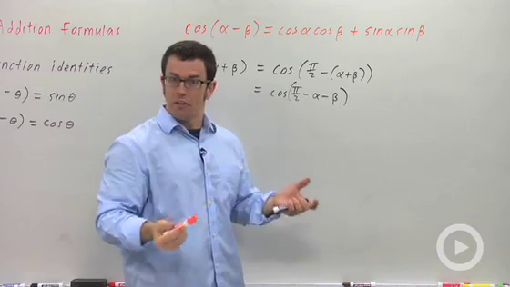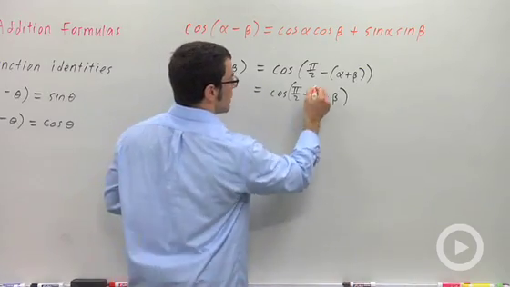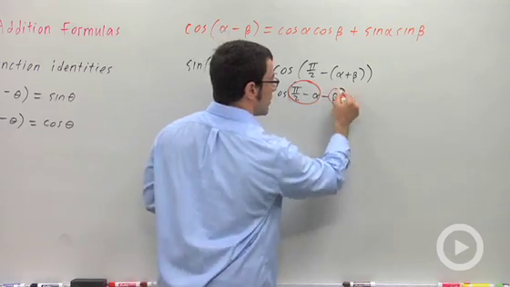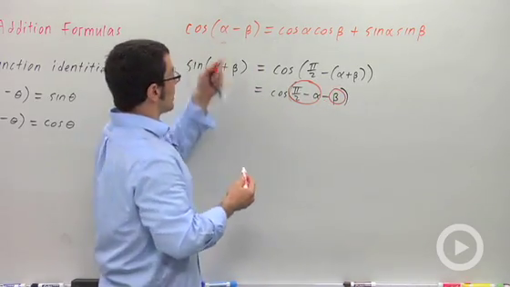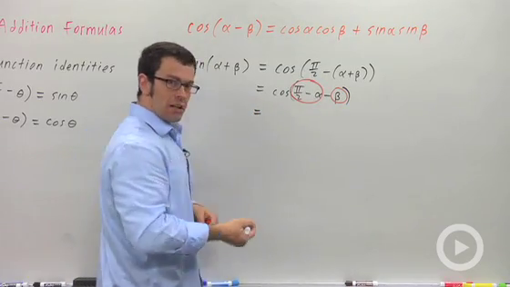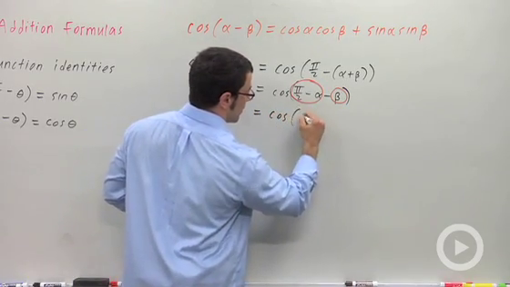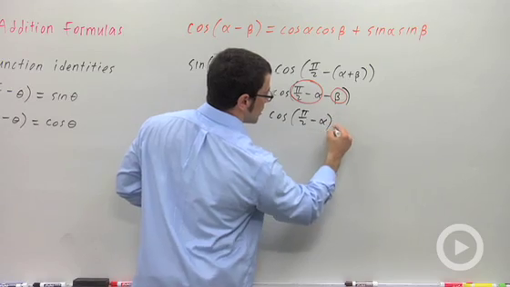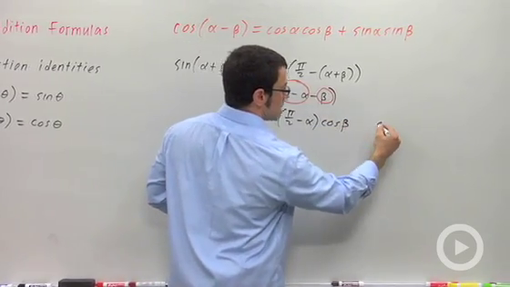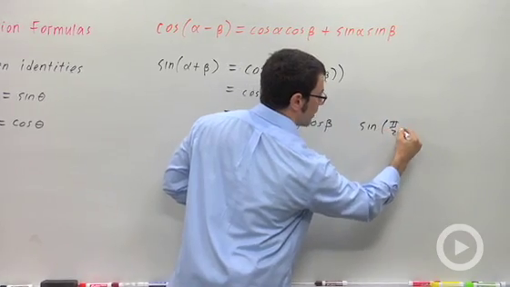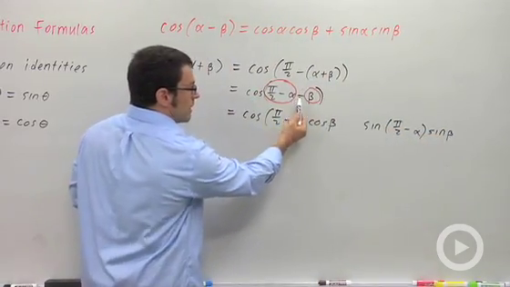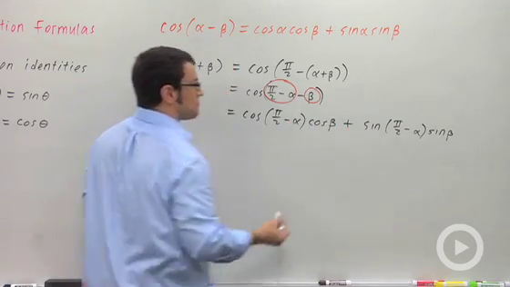And here you see that we actually have the cosine of a difference. We've got pi over 2 minus alpha minus beta. So we can use our formula for cosine of a difference. And remember, it's cosine, cosine, sine, sine. So it's cosine of pi over 2 minus alpha, cosine beta, plus sine of pi over 2 minus alpha, sine beta. And remember, with cosine, the minus becomes plus.